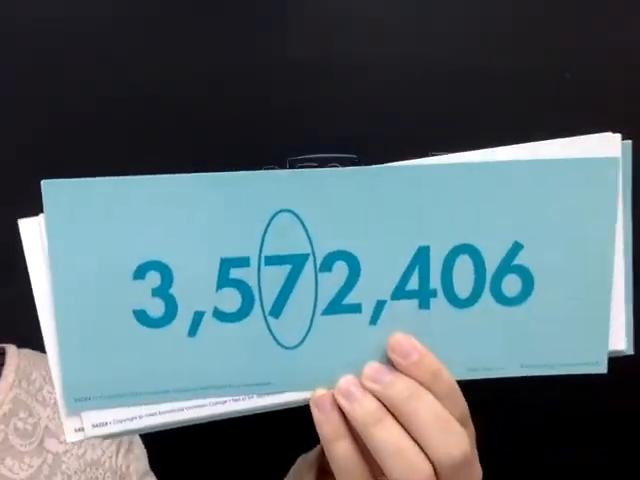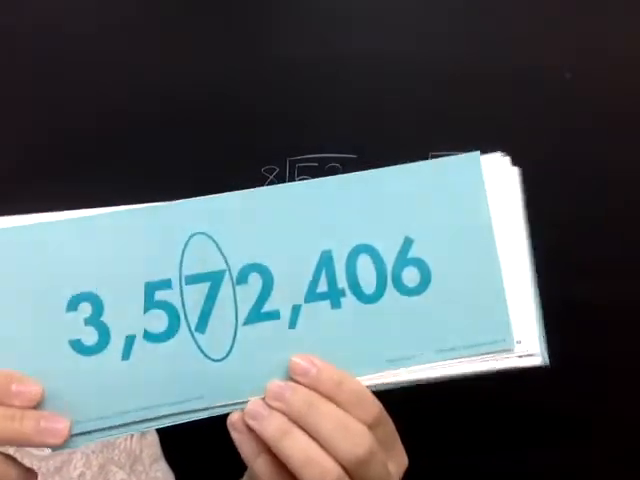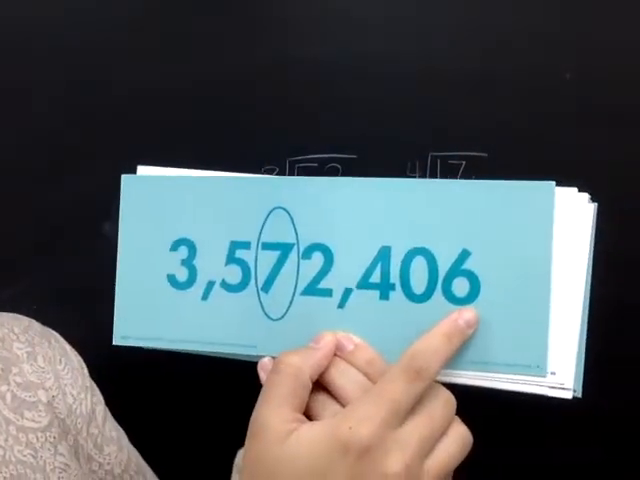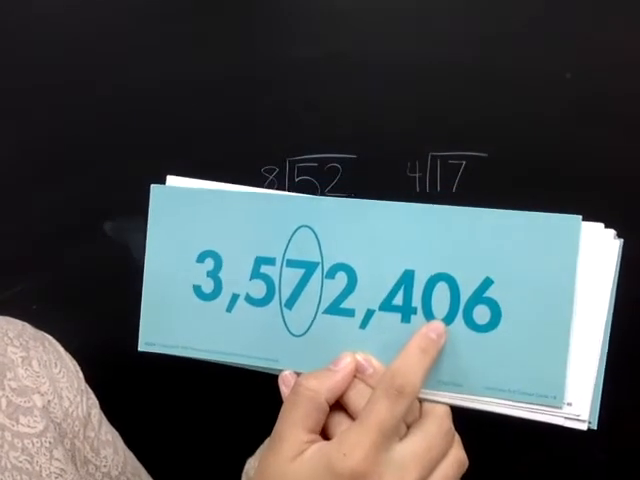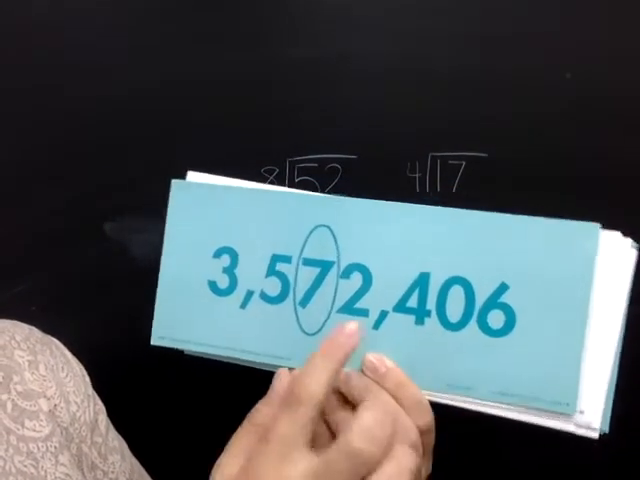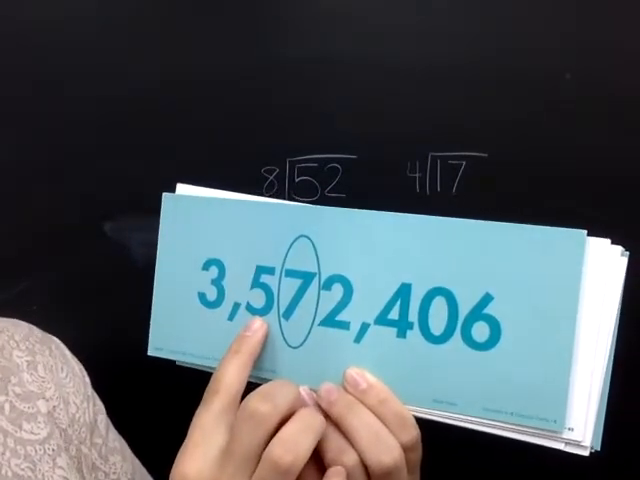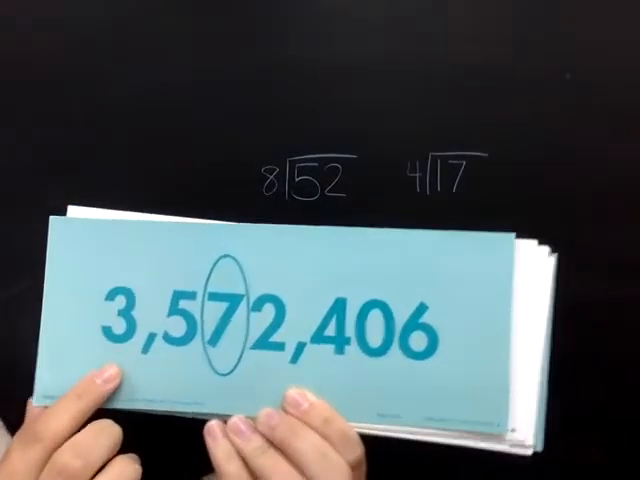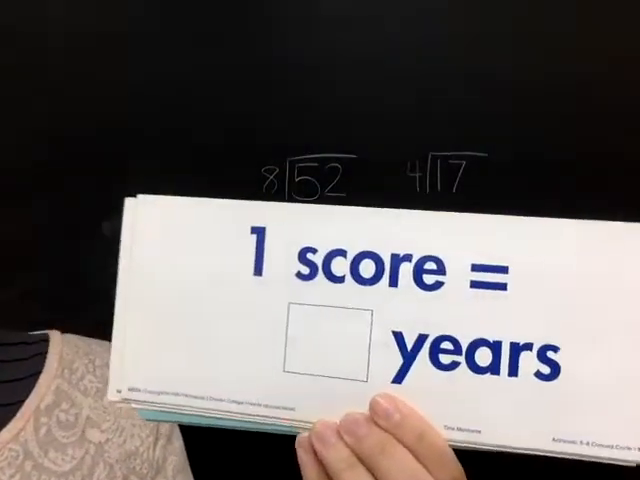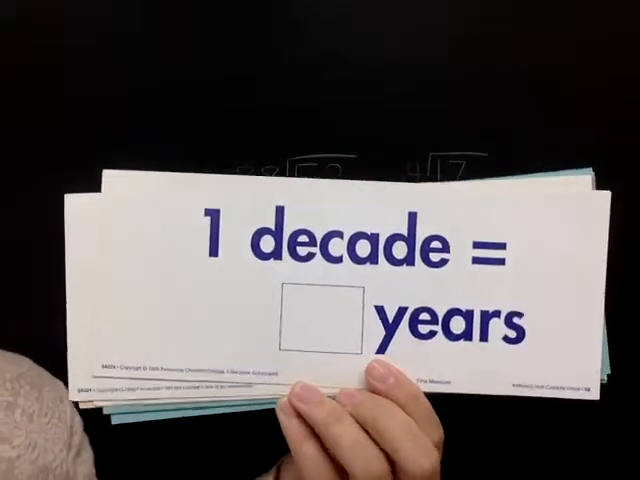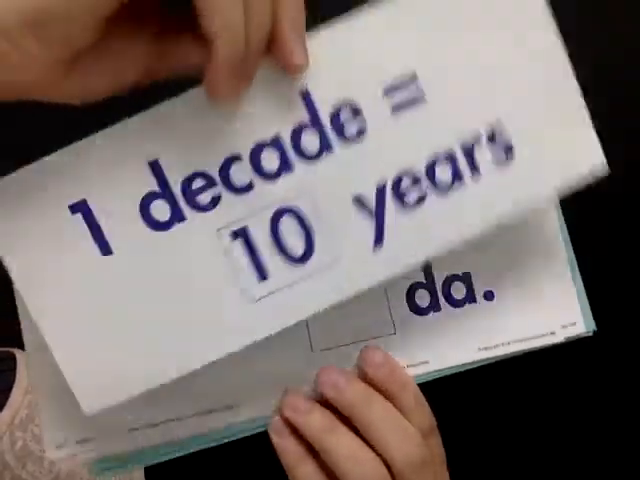16. Now let's go over place value here. So this is the ones place, just read these with me. We have ones, tens, 100, 1,000, 10,000, 100,000, and million. 1 score equals how many years? 20. 1 decade equals how many years?